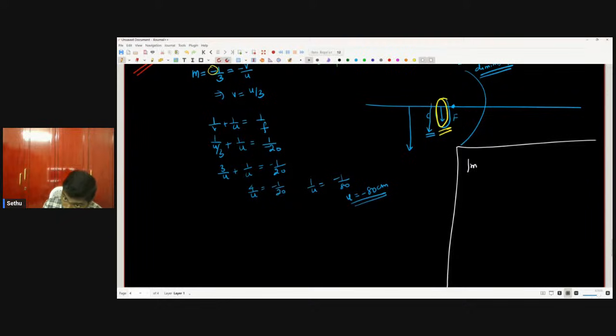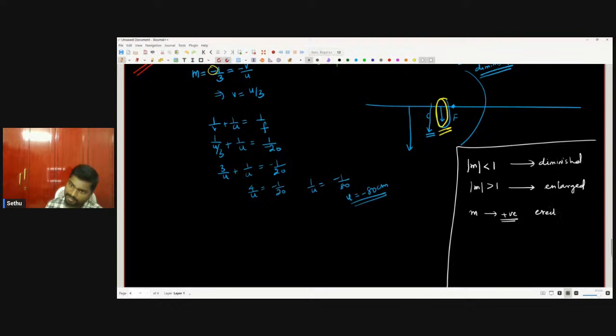If the magnitude of magnification is less than 1, forget about the sign because it has both a sign and a number associated with it. If the magnitude of magnification is less than 1, that means it is diminished. If the magnitude of magnification is more than 1, that means this is enlarged. If magnification is positive, that means the image is erect. If magnification is negative, that means it is inverted.